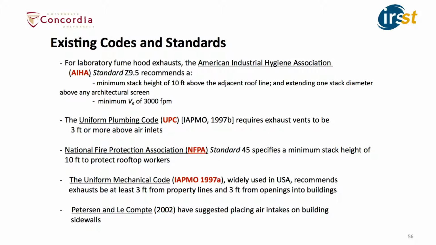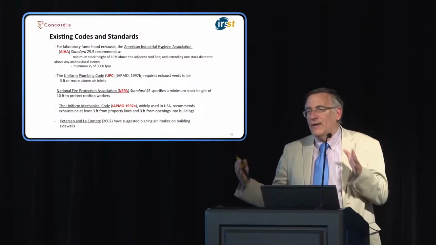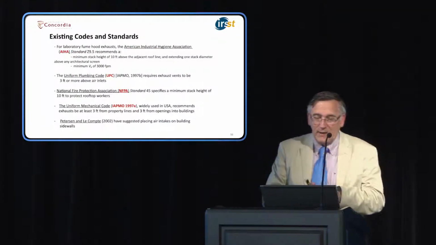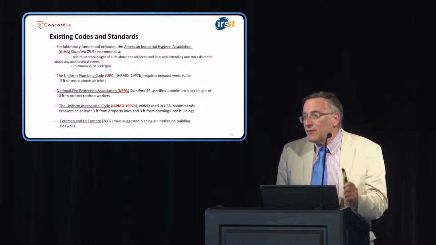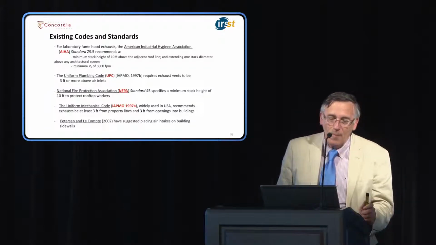The Uniform Mechanical Code, widely used in the USA, recommends exhaust of at least 3 feet from property lines and 3 feet from openings into the buildings. Again, useful information. It doesn't cover all spaces, all the cases, but here's another interesting suggestion, which says that you have to place air intakes on building side walls. The only problem with the side walls is what happens when the wind comes from the other direction, but that's another issue, assuming that the wind comes primarily from one direction.